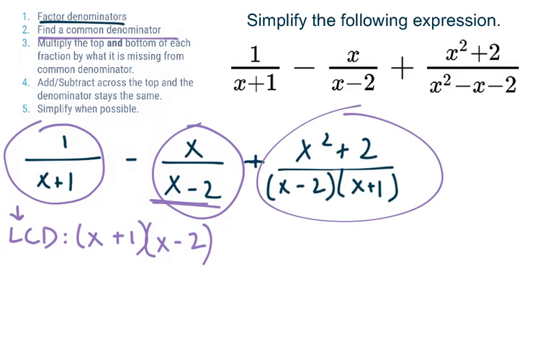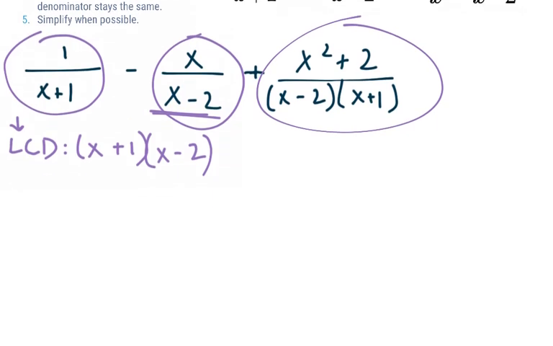All right, for the third step, we're going to multiply the top and bottom of each fraction by what is missing from the common denominator. So remember, we multiply the top and bottom because if I multiply just the bottom, well, I'm changing the expression, right? There's no equal sign here. So we have to keep the expression equal. But if I multiply by 2 over 2, that's like multiplying by 1. So it's okay. So let me just rewrite the fraction down here.